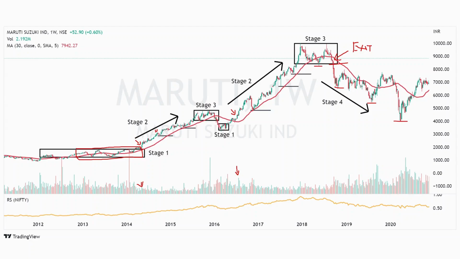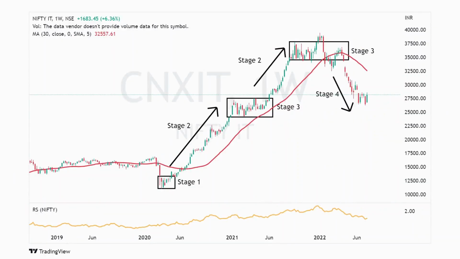So this is somewhere around 2,000 and the exit only came around 4,500. That's more than a 100% move. And over here the entry is around 4,000 and the exit only came around 9,000. So that's also almost a 150% move. Let's look at another example.